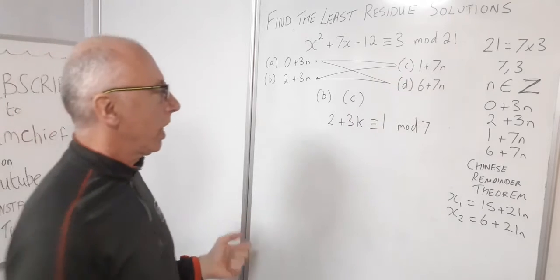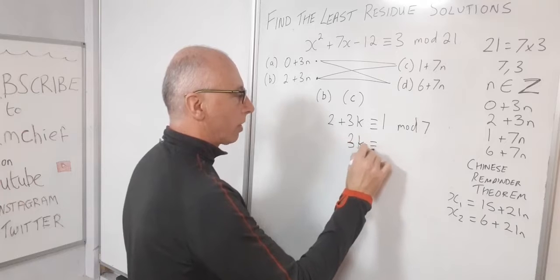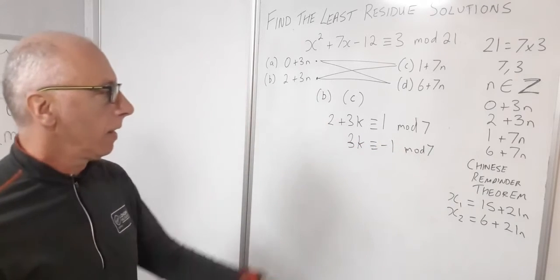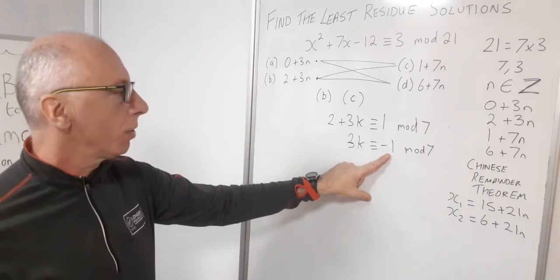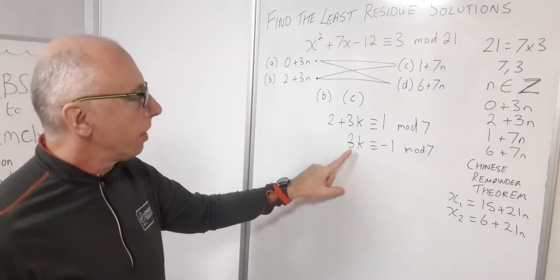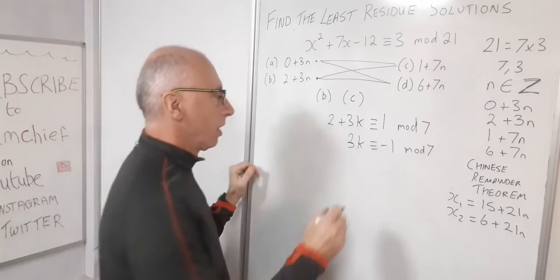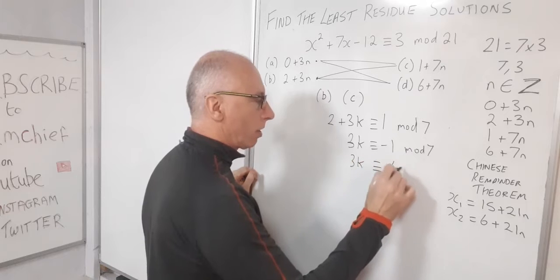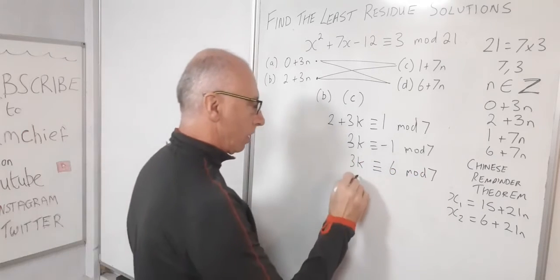Okay, let's try and solve for k. So subtract 2 from both sides. 3k is congruent to minus 1 mod 7. So now I need a value of k that is congruent to minus 1 mod 7. So if we have a 6, we know that will divide by 3. So therefore 3k can be congruent to 6 mod 7. So divide both sides by 3.